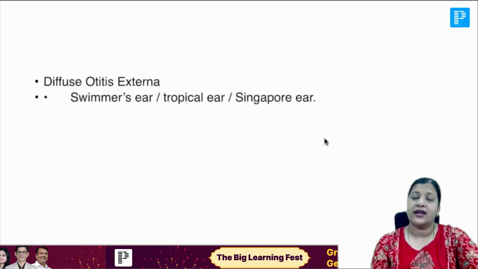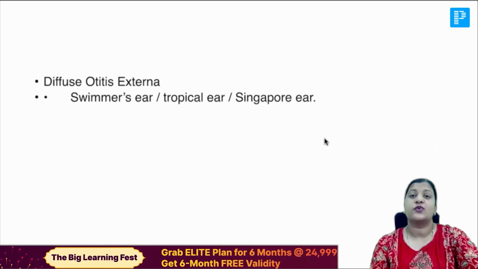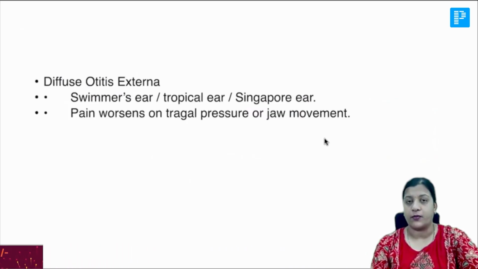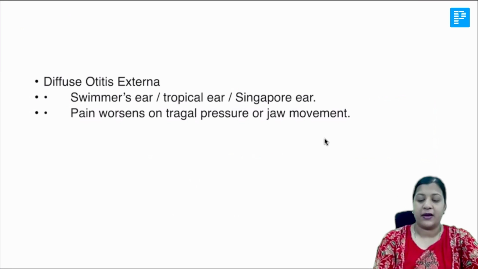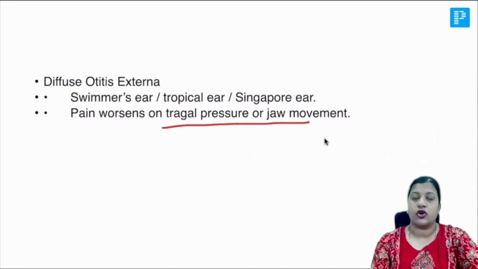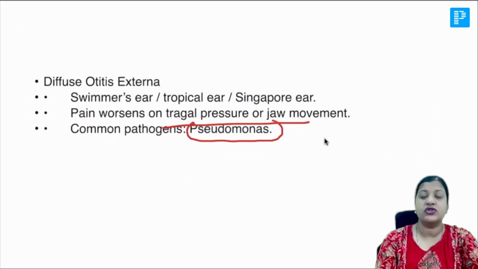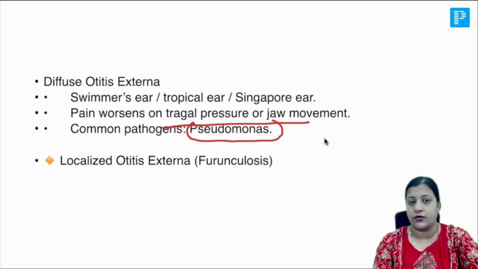So diffuse otitis externa is also a condition which we see in the external auditory canal. It is called swimmer's ear, Singapore ear, and tropical ear. Here we see that the pain worsens on tragal pressure or jaw movement. The same is applicable for localized otitis externa as well. But here the organism is Pseudomonas and not Staphylococcus.